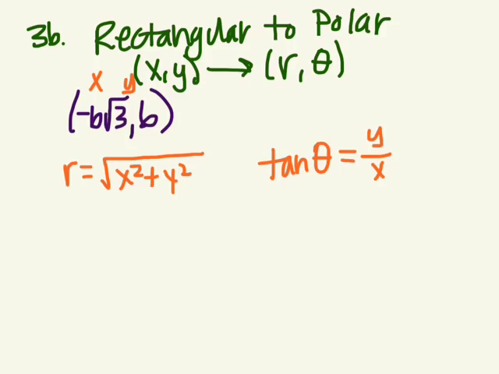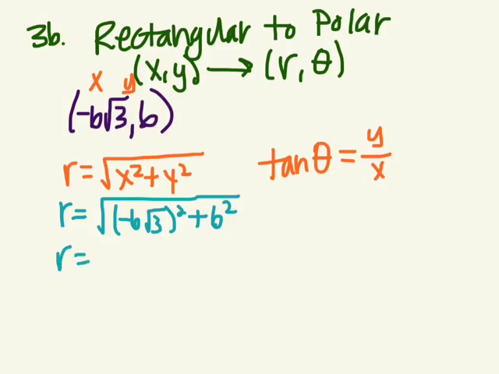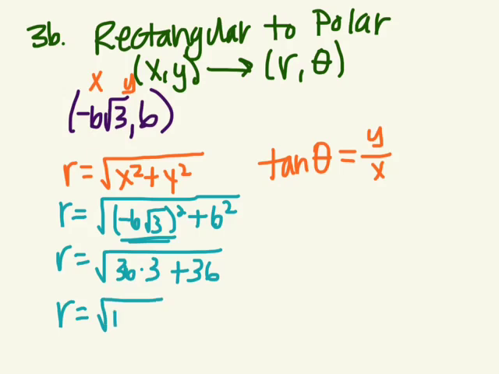So to find your radius is going to be the square root of your x coordinate, make sure you use parentheses, squared plus 6 squared. So when you do this first initial coordinate squared, remember you're going to square the -6, which is really going to give you 36. And then you're going to square that radical 3, which is going to give you 3. So you're really doing 36 times 3 plus another 36. So your radius ends up being the square root of 144, which is just 12. So that's going to be our r value.